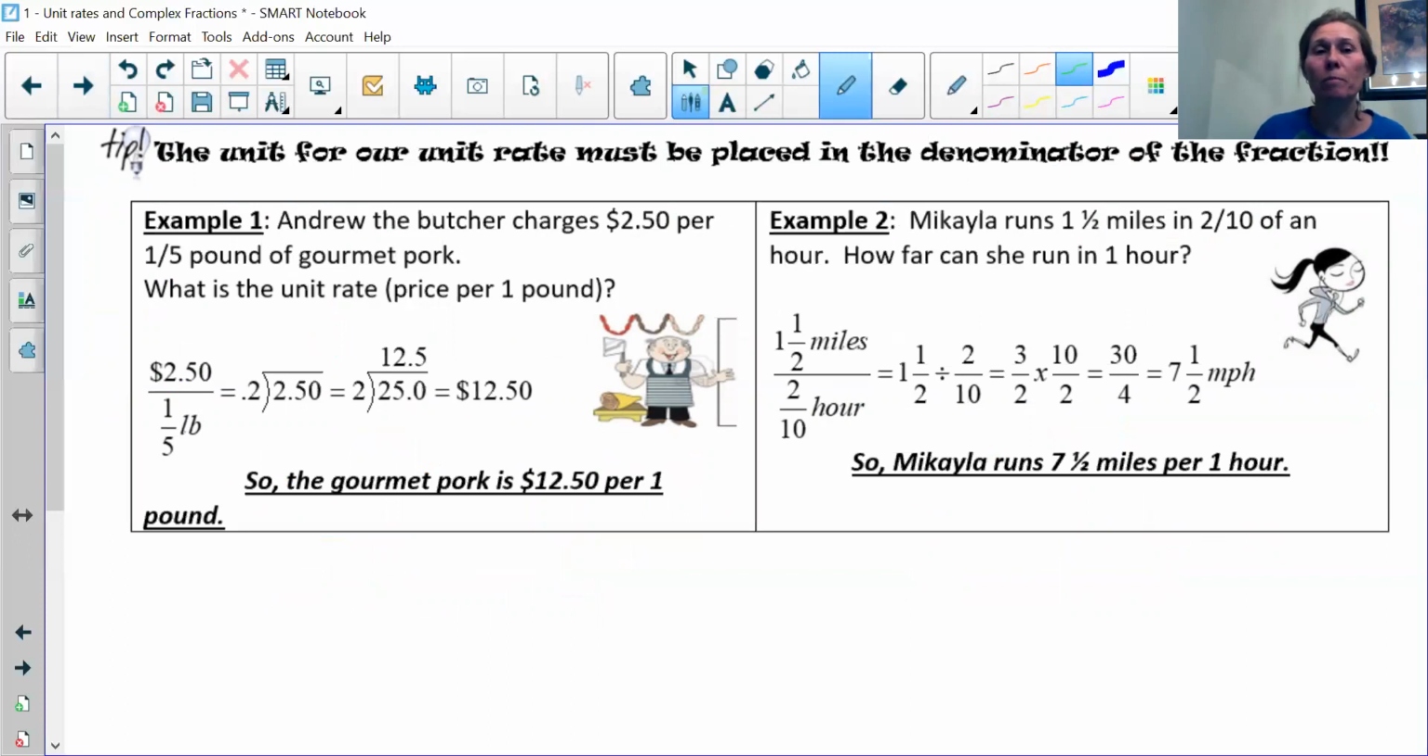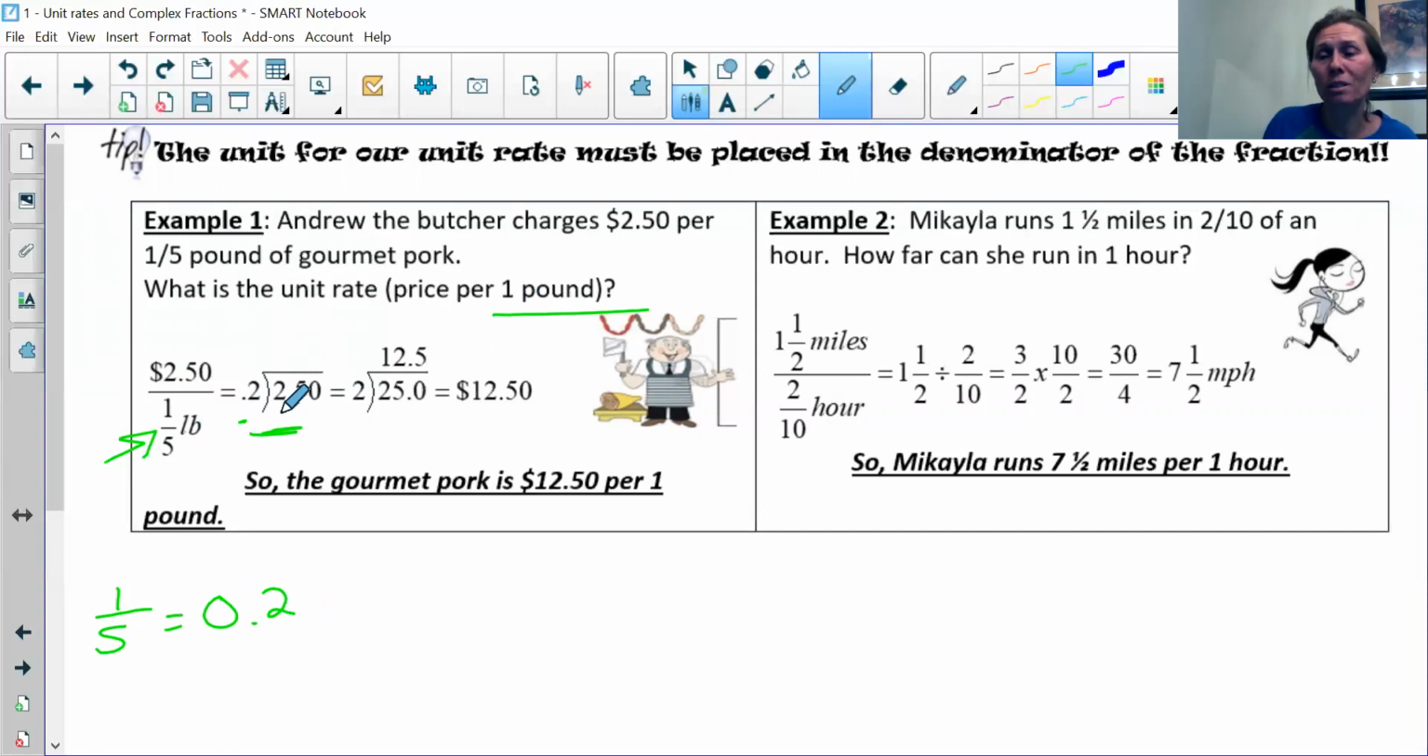So let's look at example number 1. Andrew, the butcher, charges $2.50 per 1/5 pound of gourmet pork. What is the unit rate price per 1 pound? I want 1 pound. That means pounds has to go in the denominator. Now, notice when they got to the division, I don't see a 1/5, I see a 0.2 because you realize that 1/5 is the same thing as 2/10. 1 divided by 5 is 0.2. That's why they divided by 0.2.